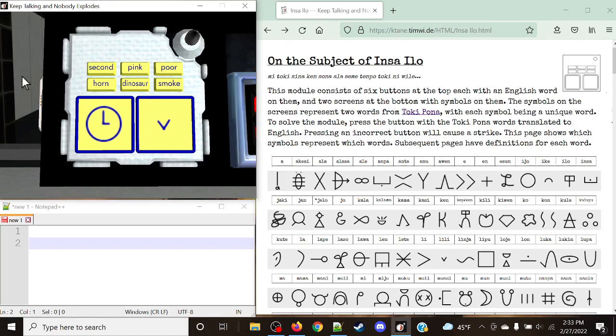So this is the way the module looks. It's got a bright white background with a series of six different words at the top that are on a yellow background with blue text, along with two different symbols, which we're going to be trying to identify to help us choose one of these words. This module is in toki pona, which is these symbols down at the bottom here. Our goal is to get the English translation for each of these and figure out what each of them combine into to potentially give us one of these words.